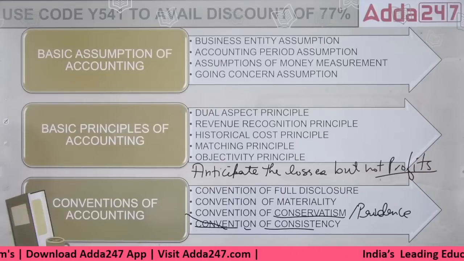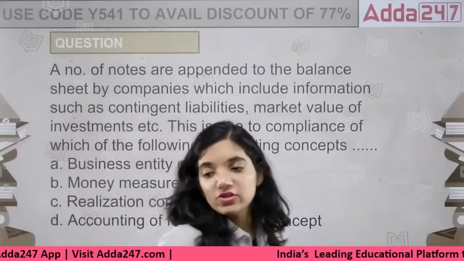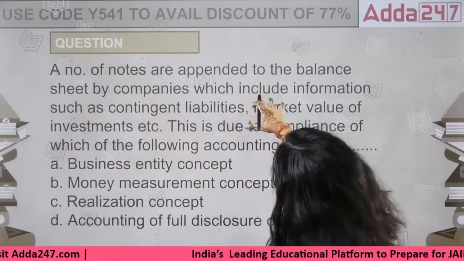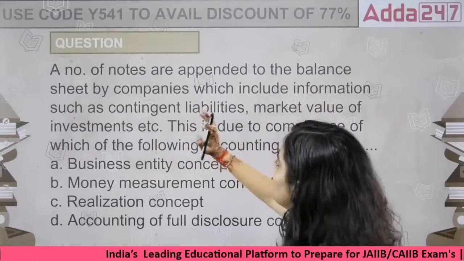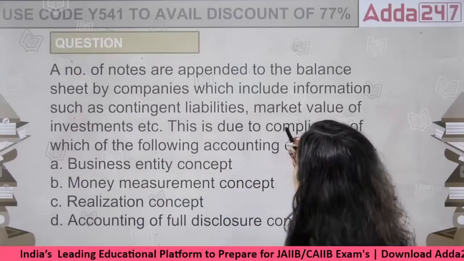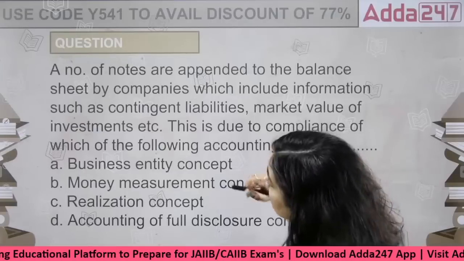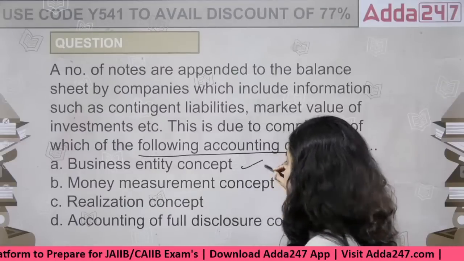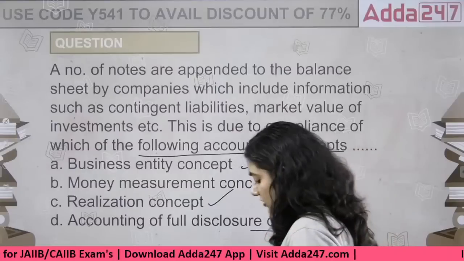Okay, so let's move on towards the next topic. Here comes the first question towards the area of concepts. It says a number of notes are appended to the balance sheet by companies, which include information such as contingent liabilities, market value of the investments. This is due to the compliance of which of the following accounting concepts: business entity, money measurement, realization, and accounting for full disclosure concept.